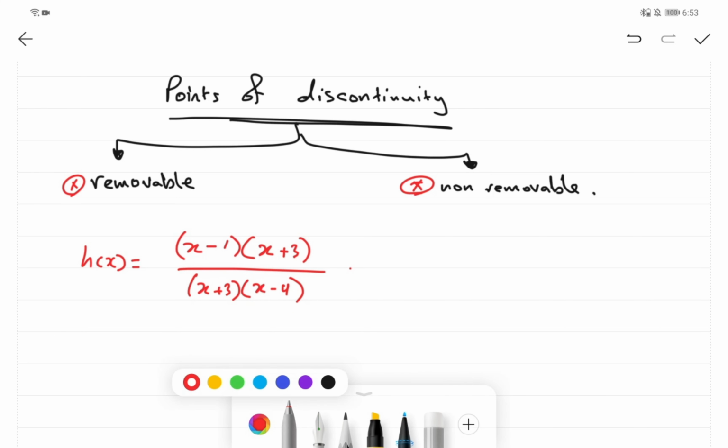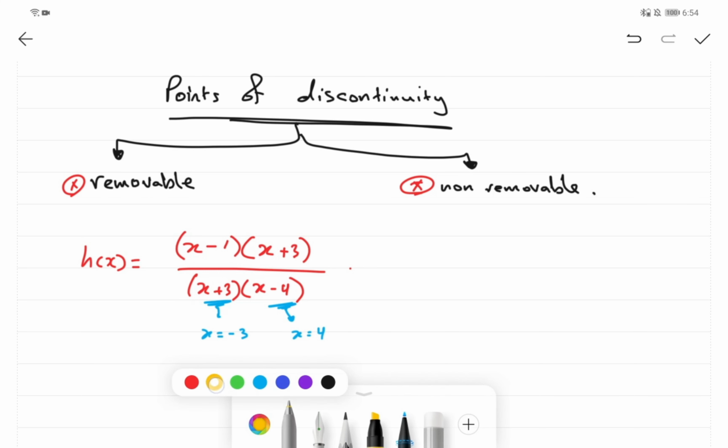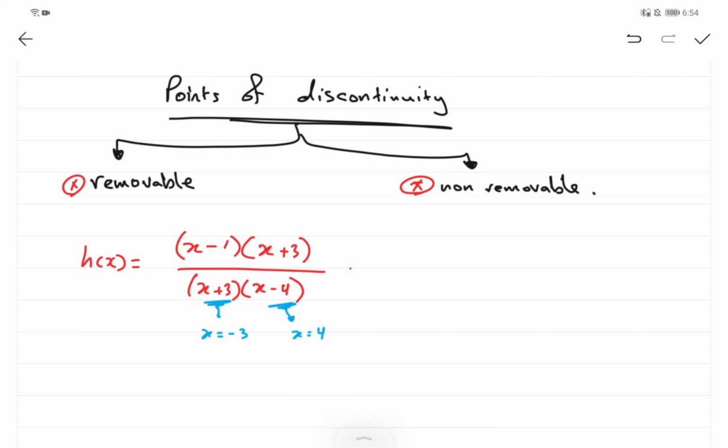Now in this situation, we have 2 points of discontinuity. From this x plus 3, we can get that x equals -3. This is the first point of discontinuity. And from the second one, we get x equals +4. This is the second point of discontinuity. But if you notice, we have the numerator sharing the same expression x plus 3, and we have here x plus 3.